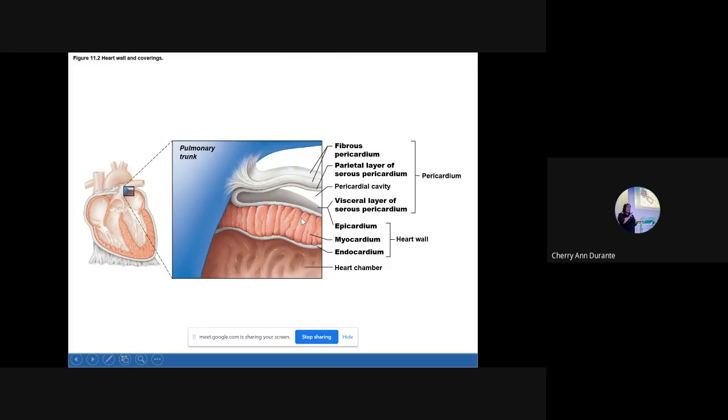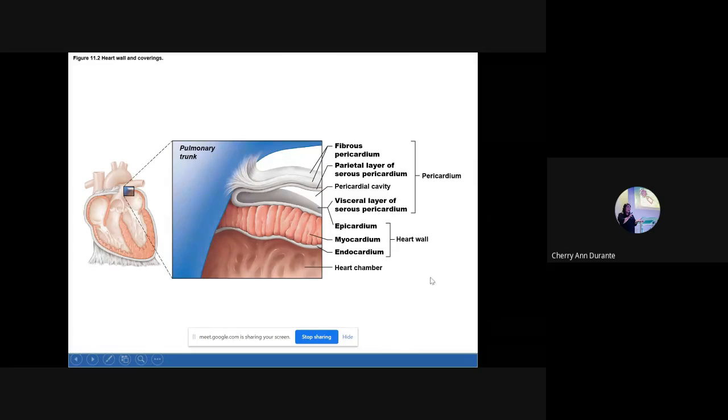Then you have the muscle layer, myocardium. Then you have your endocardium, which is the one that comes in contact with the blood inside the chamber of the heart. Okay, so this is an example of that view.